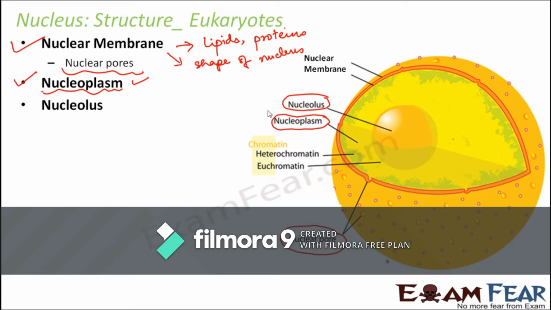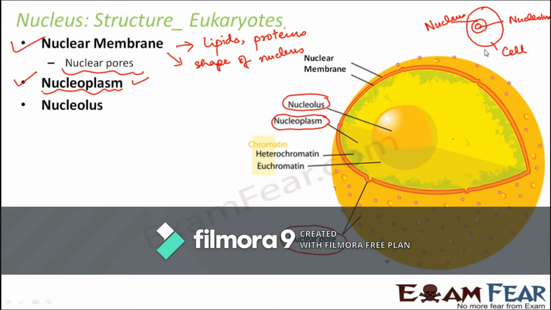Next is the nucleolus. This central structure is the nucleolus. It is something like this. You have a cell. Somewhere towards the center of the cell you have the nucleus, and at the center of the nucleus you have the nucleolus. This is your nucleolus. This one is the nucleus, and this entire thing is the cell. So the center of the cell is the nucleus and the center of the nucleus is the nucleolus.